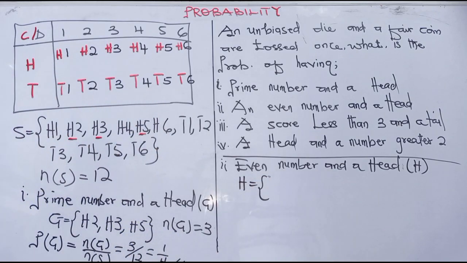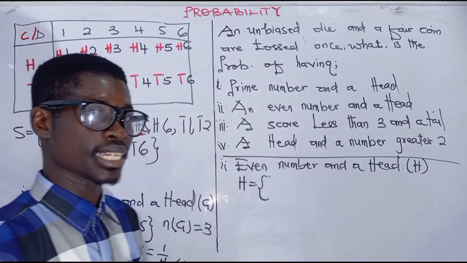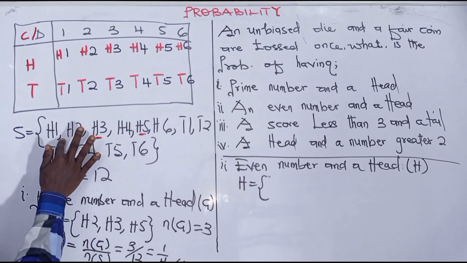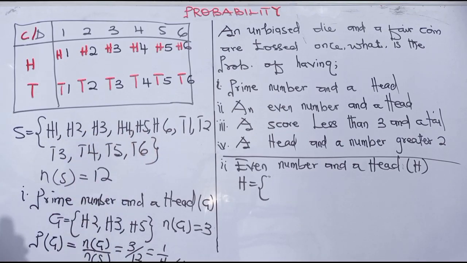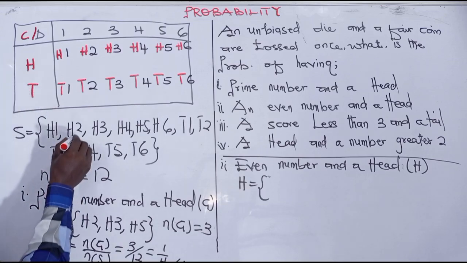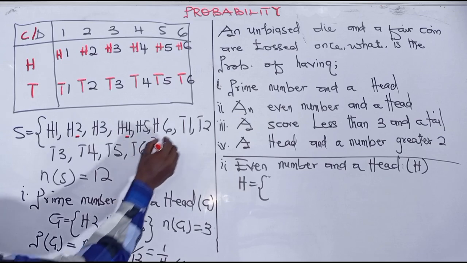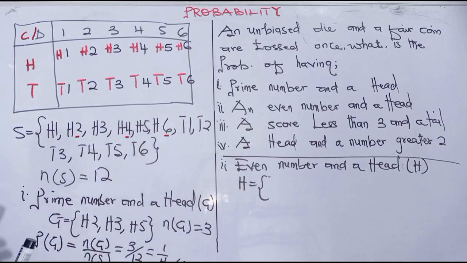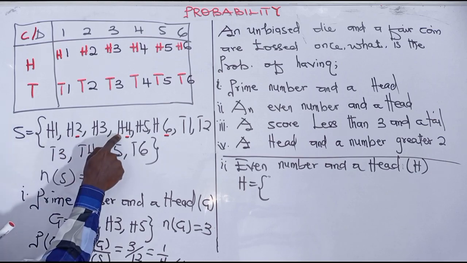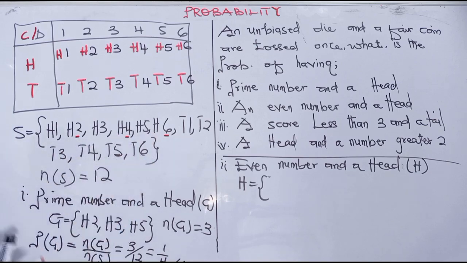Then we look through the sample space or the set of possible outcomes for this experiment to see if we can get a head and then even numbers. And we know what even numbers are. They are numbers that are divisible by the number 2. So even numbers, we have 2 is an even number, 4 is an even number, 6 is also an even number. Then we look for a head. So we have head and then even number, head and then even number, head and then even number.